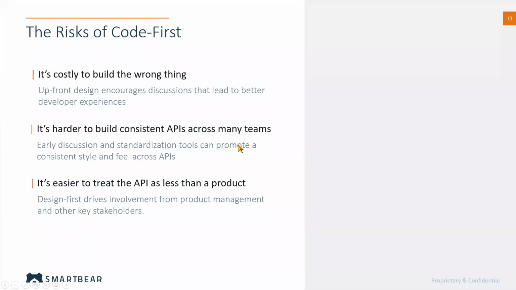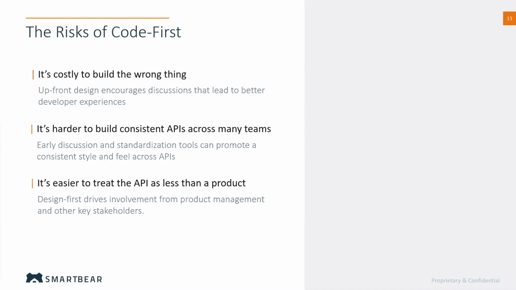Okay, so here are some of the risks we face when we go with the code-first approach. It's costly building the wrong thing. Obviously, if we invested a lot of time and developed all different operations, and in the end we didn't need to use them or we needed to change them, that's a lot of valuable time.